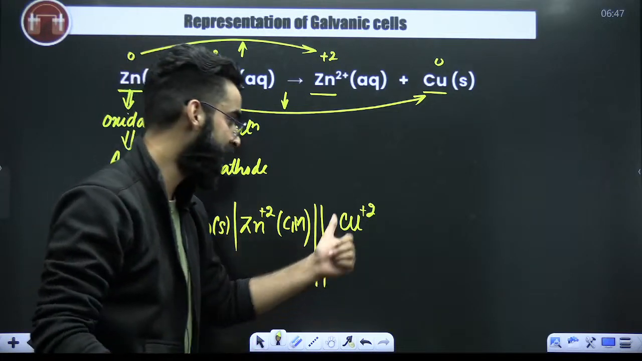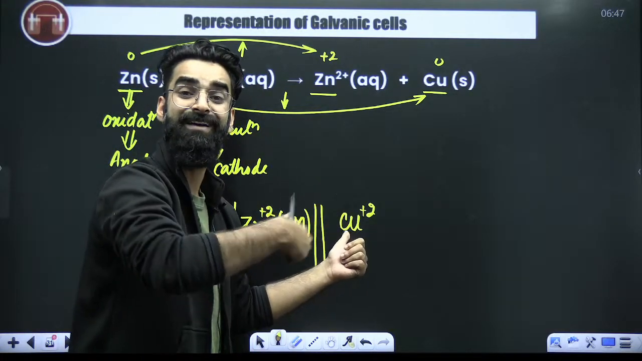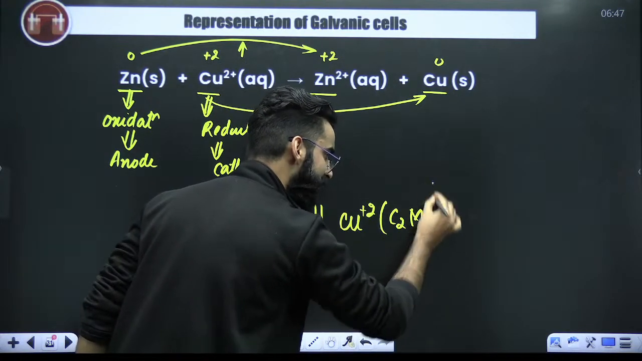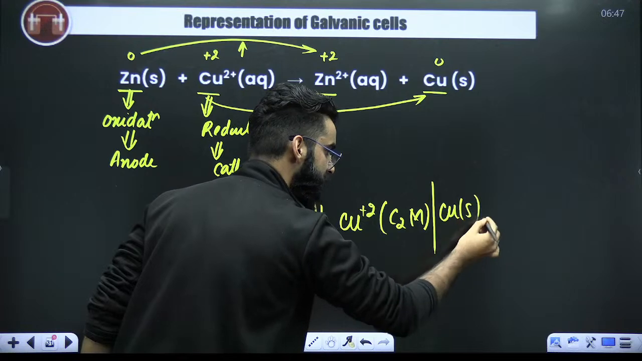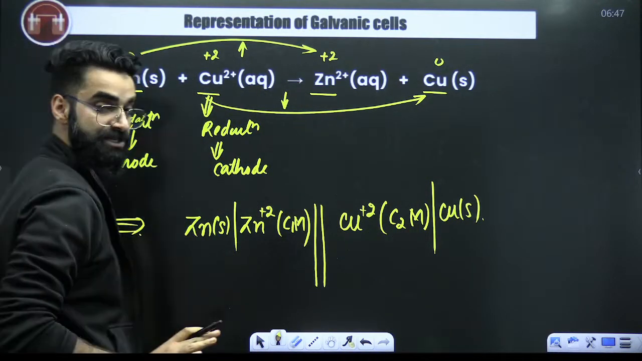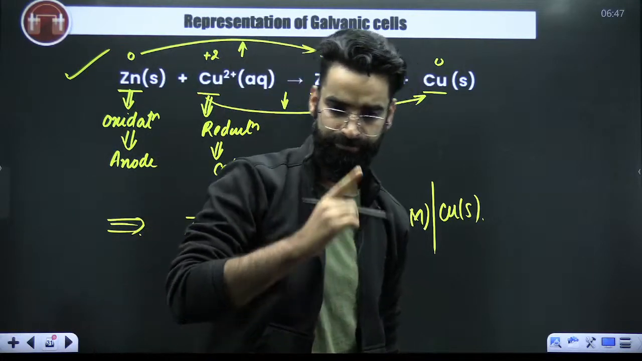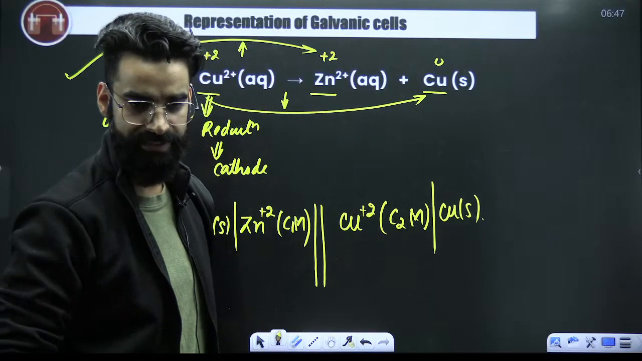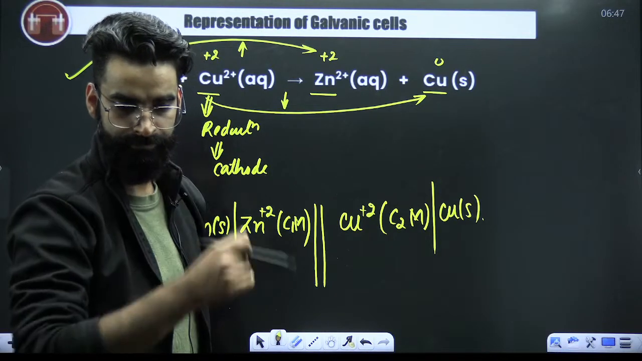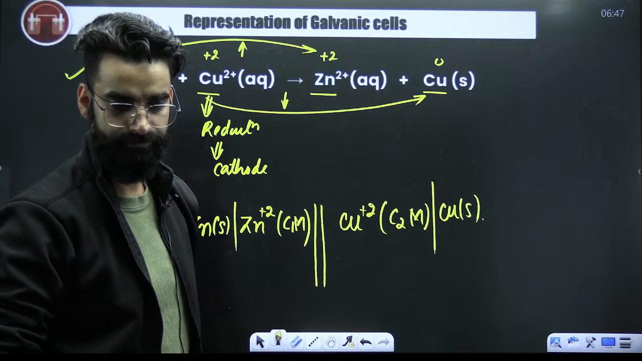I hope you remember that. So this copper dipositive, which was there in the right chamber, let's assume that its concentration is C2 molar, right? And it got converted into copper solid. So this is how you represent your galvanic cell, whose net cell reaction was given to us. I hope this is clear.